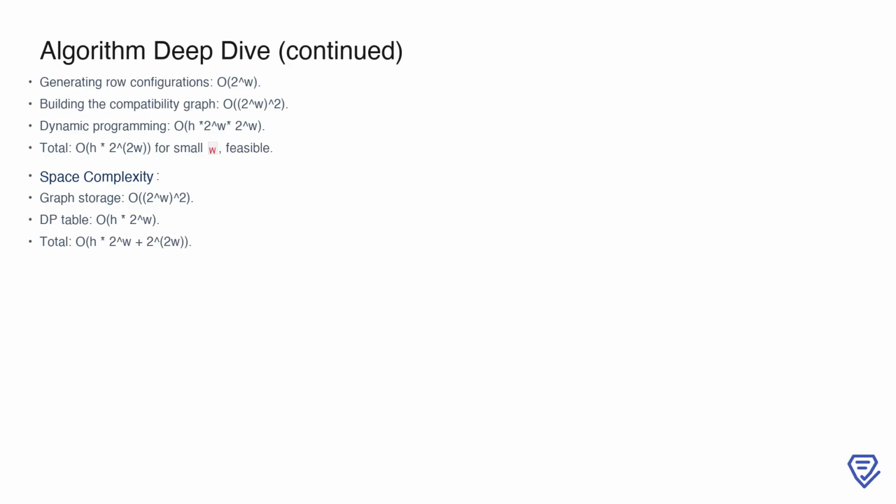The space complexity includes storage for the compatibility graph, which requires O((2^W)^2), and the DP table, which requires O(h * 2^W). Therefore, the total space complexity is O(h * 2^W + 2^(2W)). Both time and space usage are manageable for small widths, making this approach practical for solving the problem within the constraints provided by the LeetCode environment.